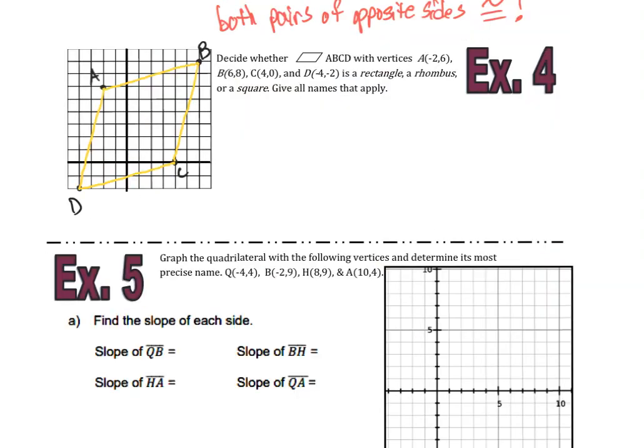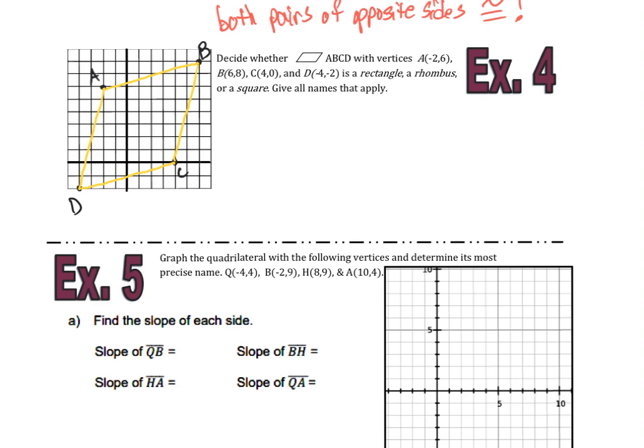Okay, so in example 4, and this is already graphed, right, the points. Decide whether this quadrilateral is a rectangle, a rhombus, or a square. And it says give all names that apply. So it could be a rectangle and a rhombus, or a rectangle and a square, right? We have to figure out which ones all apply, or which of the 3 apply.